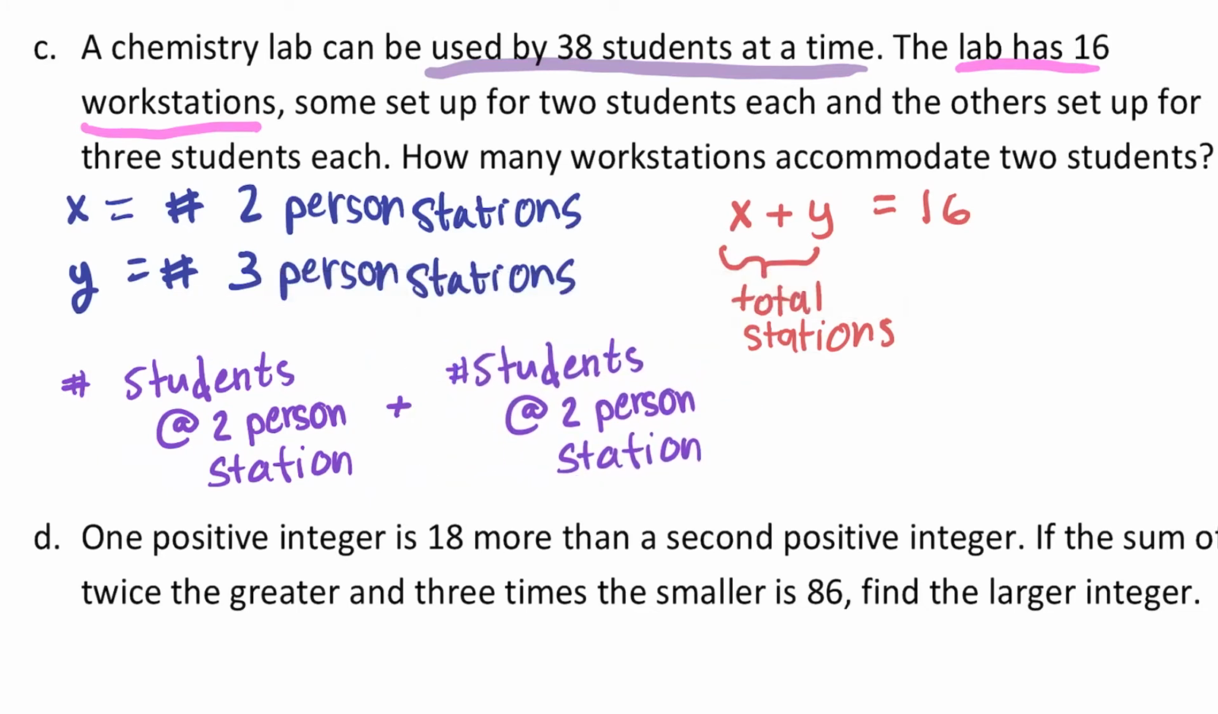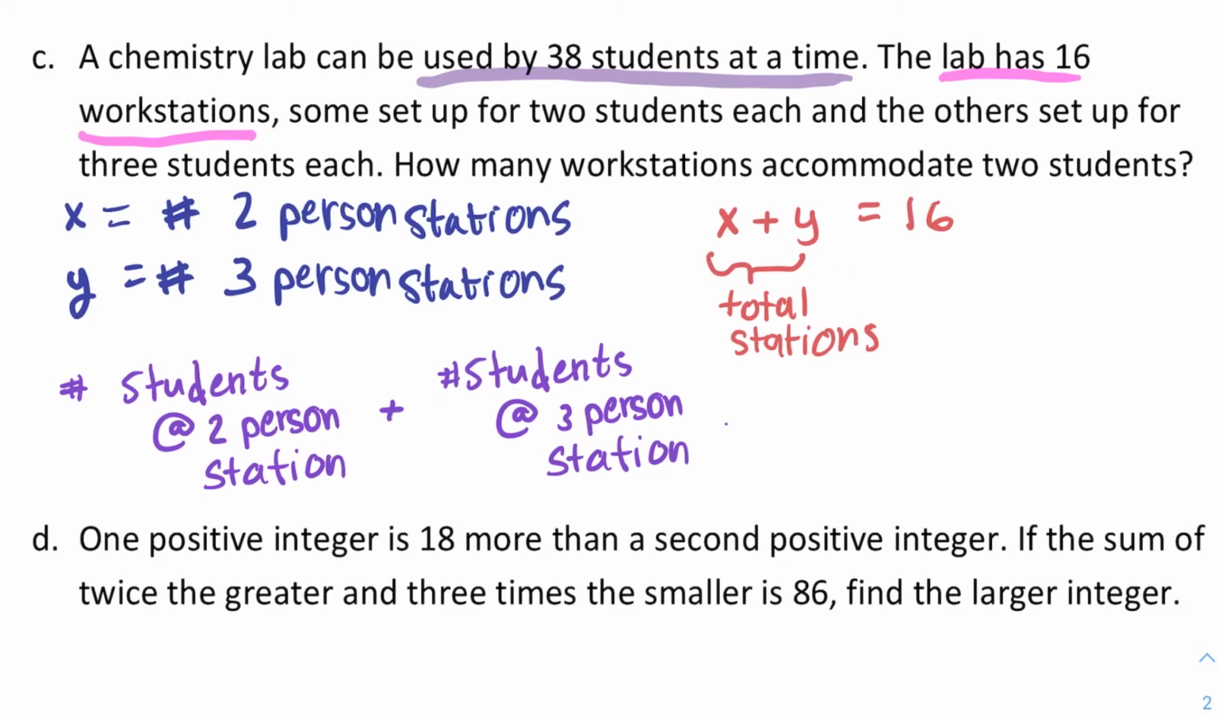So to write an equation that matches this piece of information, I need to think about how I can represent the number of students at my 2-person and 3-person stations. Well, if each 2-person station holds 2 people, then 2 times the number of 2-person stations will give me the total number of students there, and 3 times the number of 3-person stations should give me the total number of students at those.